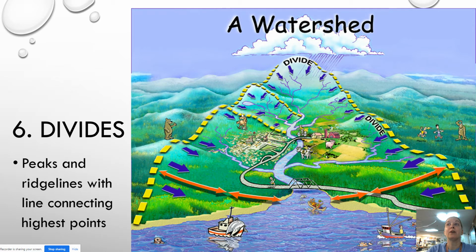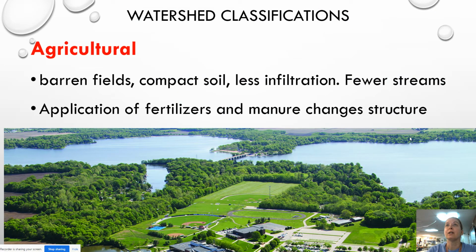And then we have what are called divides, and divides are the top parts. These are the peaks and ridge lines with lines connecting the highest points. The divides are going to divide the different watersheds. So on the other side of these mountains is a different watershed. All right, so your watershed classifications.